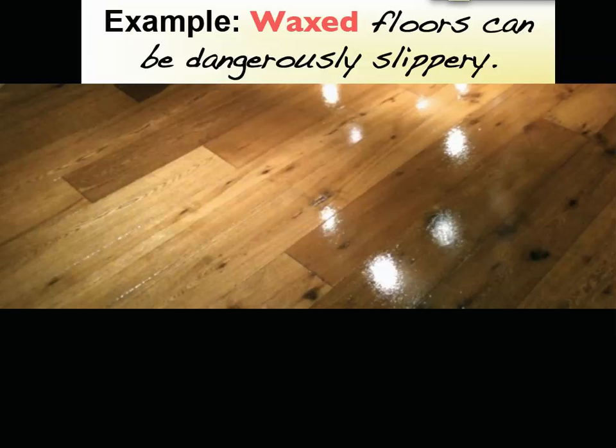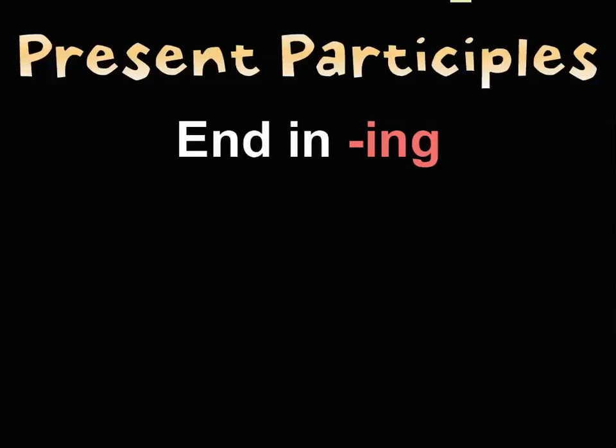Here's another example. Waxed floors can be dangerously slippery. So waxed is the participle in this sentence, and it's modifying the noun floors. So within participles, you can have present participles or past participles. Present participles end in ing. Just like the first example of the escaping raccoon, it's happening in the present.